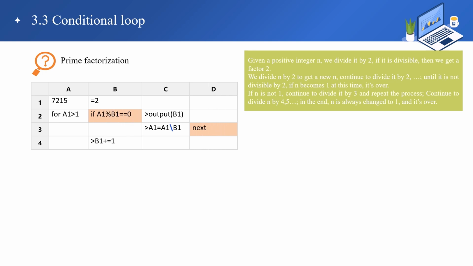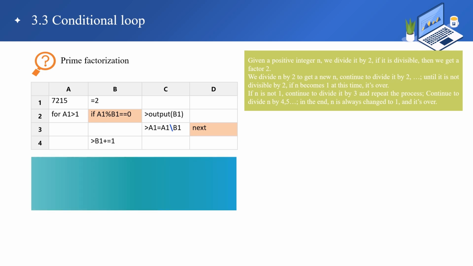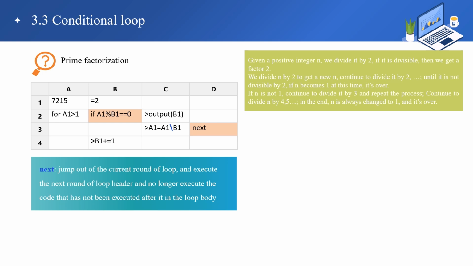We already know the function of if. What's the function of next here? Next means to proceed to the next round of loop header and no longer execute the code that has not been executed after it in the loop body. Here, if the code is executed to the next of D3, it means that B4 will be skipped and will not be executed, and the program will directly go to the next loop, that is, it will go back to A2 to judge whether A1 is greater than 1 and decide whether to continue to execute the loop body.